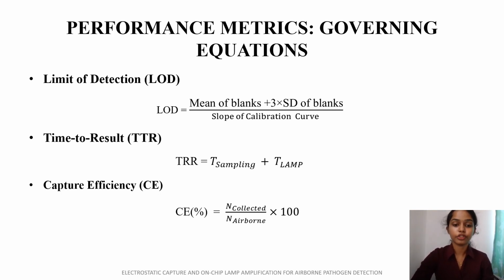Next one is capture efficiency, CE. Capture efficiency is represented in terms of percentage. Efficiency in sampling is mainly found through this equation. The higher the capture efficiency, the more sample is collected.